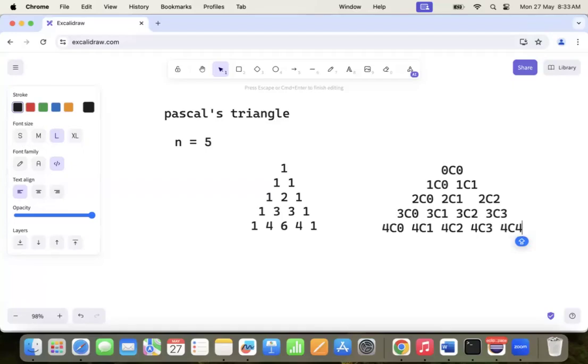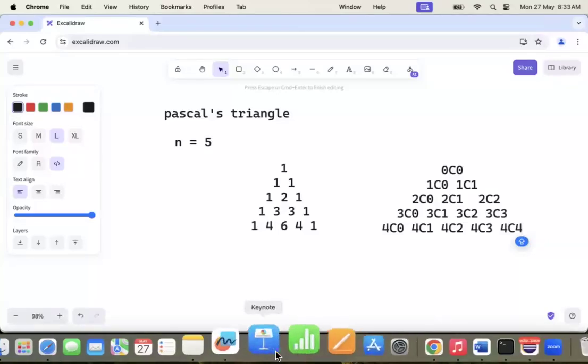4 factorial by 4 factorial, 1 factorial. 4 minus 1, 3 factorial. 4 factorial by 2 factorial means 4 into 3 by 2, 6.